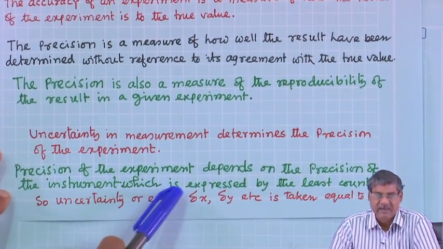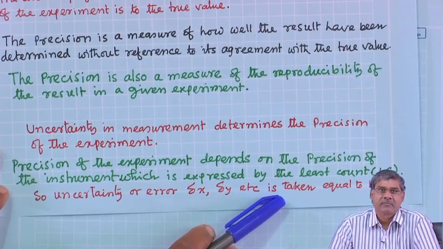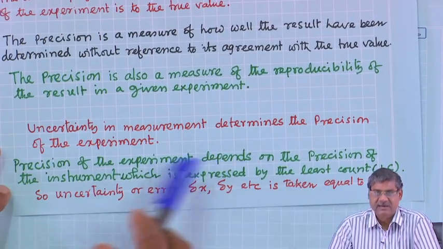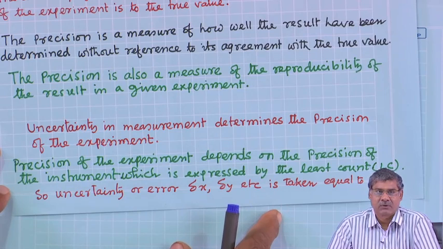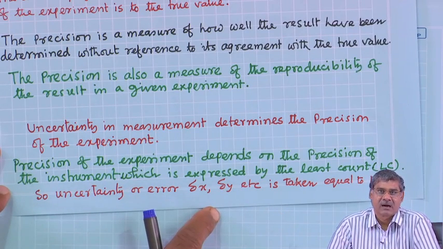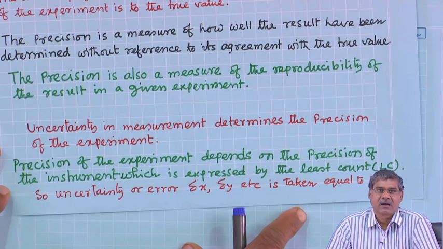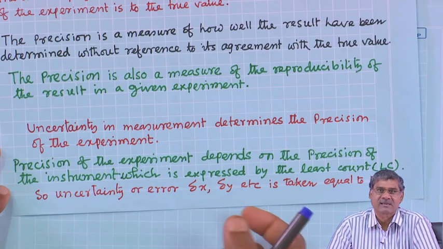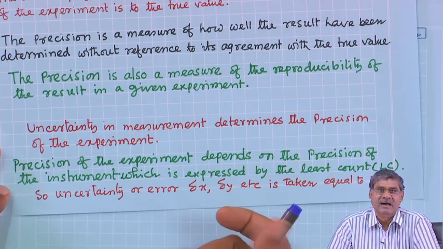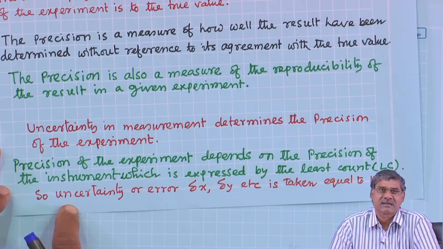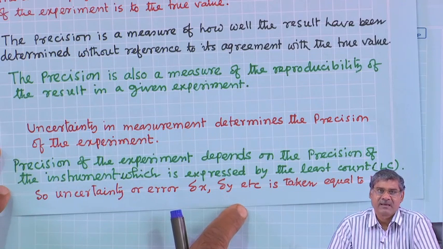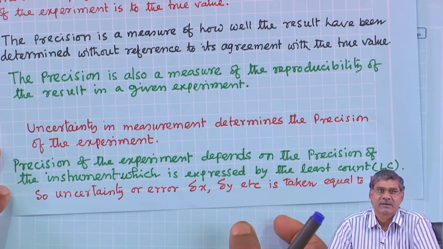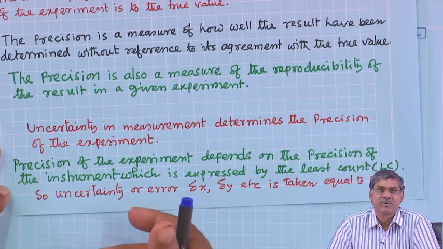The precision of the experiment depends on the precision of the instrument, which is expressed by the least count. This least count we take as the uncertainty. Thus, the precision is related with the uncertainty. If your uncertainty is smaller and smaller, meaning the least count is smaller and smaller, then automatically the precision of the experiment will be higher and higher.